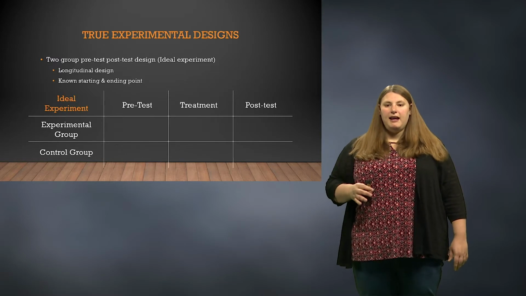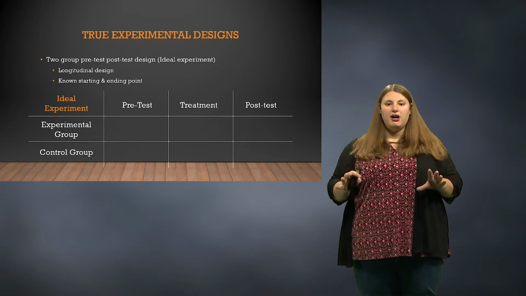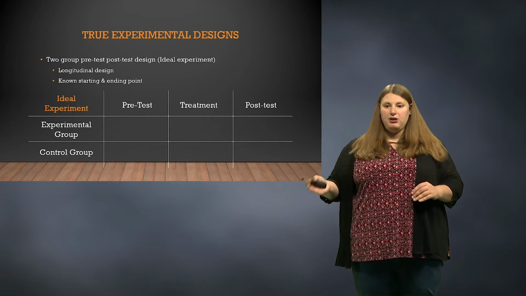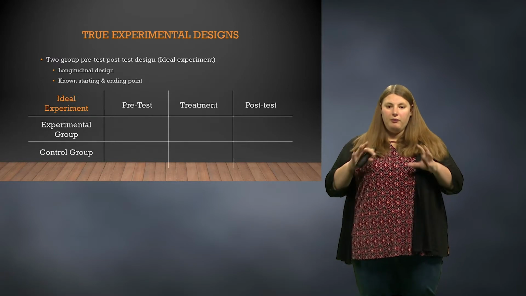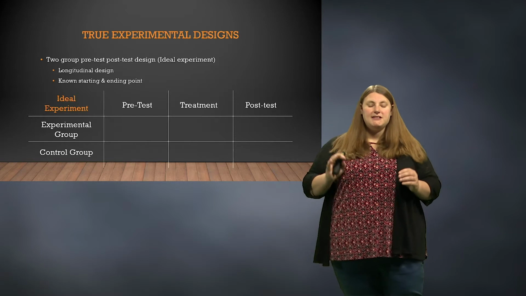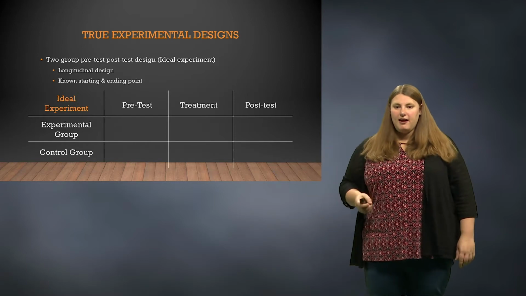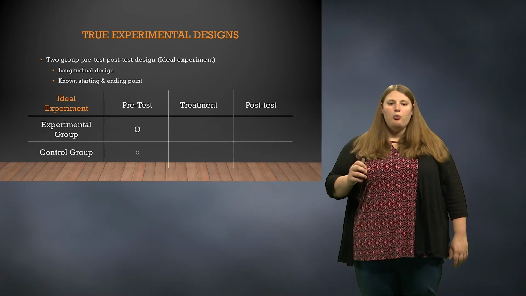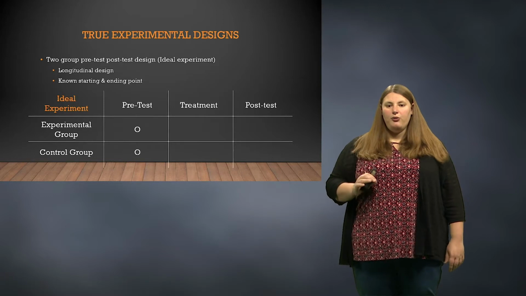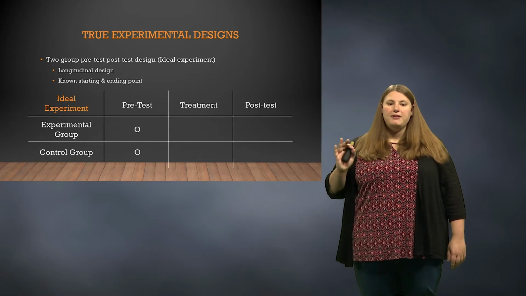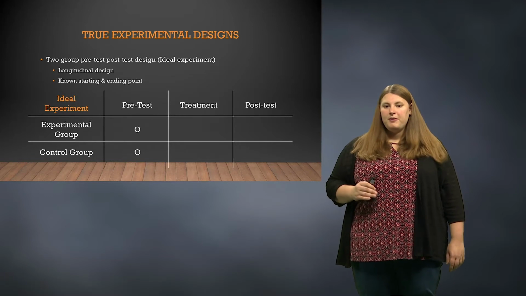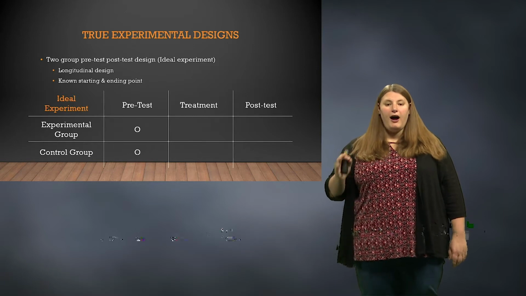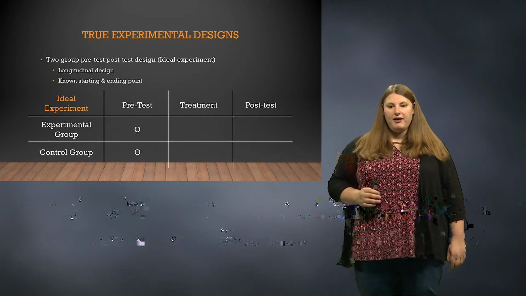Other than the experiment label, you will use this exact chart for every experimental design map that you complete. What we work on is filling out the specific details about the experiment itself. First, we're going to put a capital O under the pretest column for both the experimental and control groups. Remember that O stands for observation of the dependent variable.